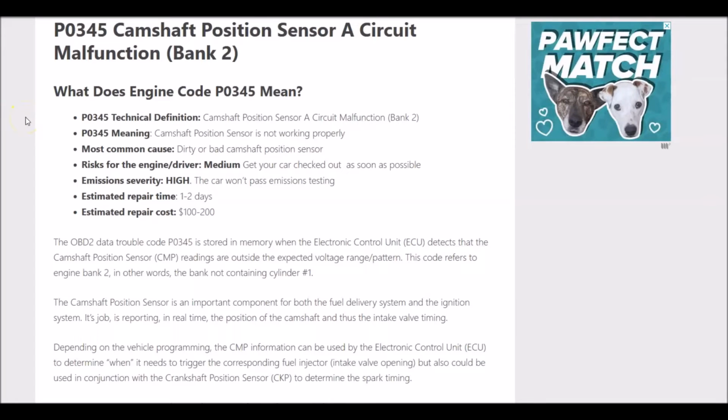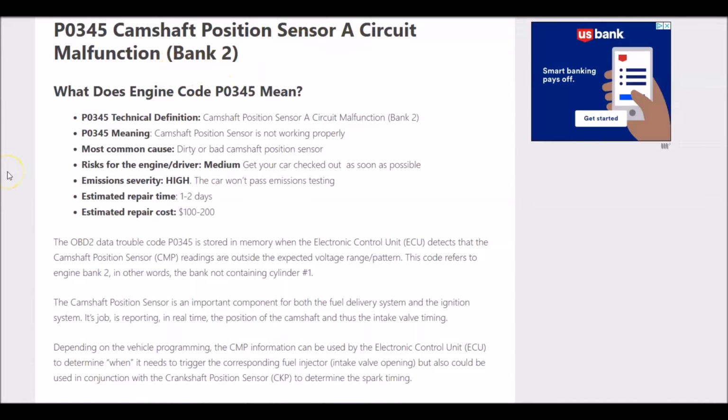Hello all. So today I'm talking about a Dodge with the P0345 code, what it is and how you go about fixing it. So what is a Dodge P0345 code? Well, it's a camshaft position sensor A circuit malfunction bank 2. And what does this mean?